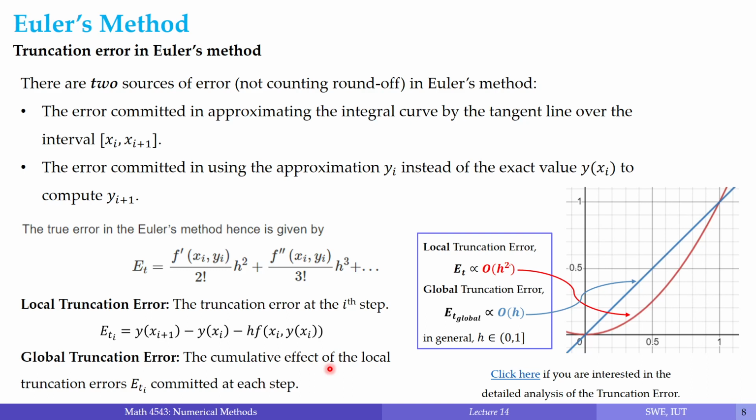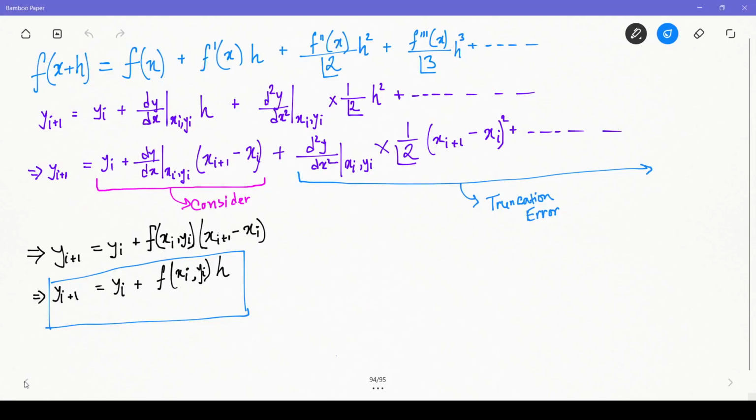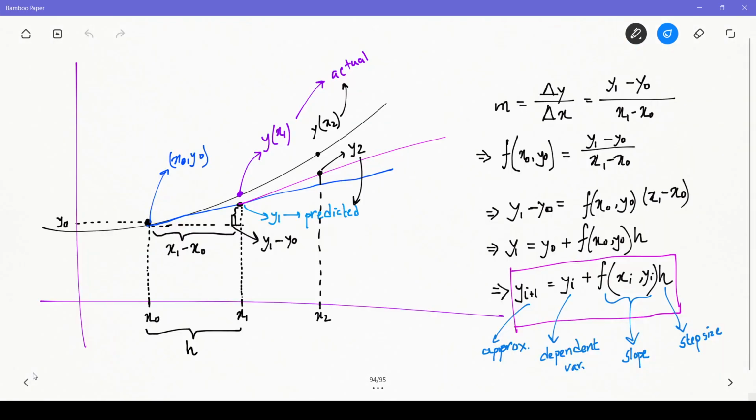So let's go back to our demo paper and try to see how they look. Let's go back to the previous figure that we just drew a while ago. When we knew the initial point and the slope at that point, using this information we calculated the x1, y1 value, or the value of the dependent variable at the point x1. This y1 we predicted somewhere over here, but the actual value, colored in purple, was somewhere over here, on the actual curve.